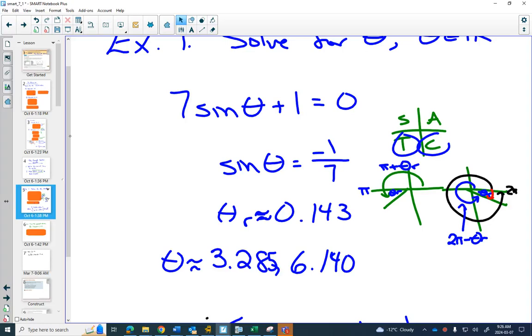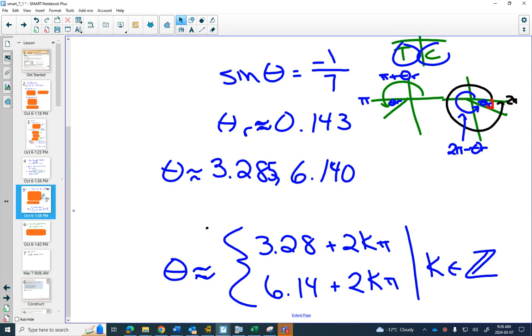So we get our 2 answers, then the general solution says, take your 2 answers and add 2k pi. So this last step is the only thing that's new. But all you're doing is writing all the coterminal angles for the one answer and all the coterminal angles for the second answer for your final answer.